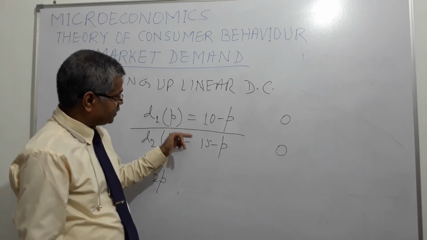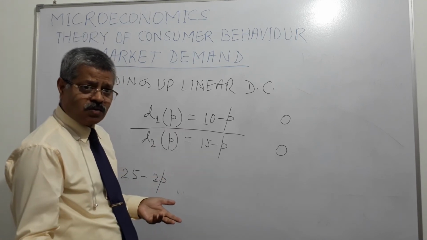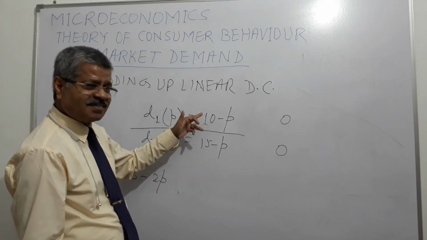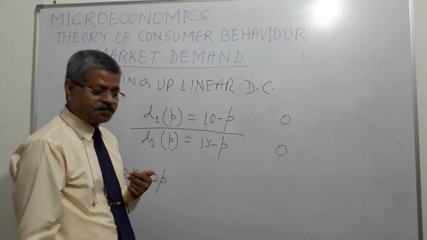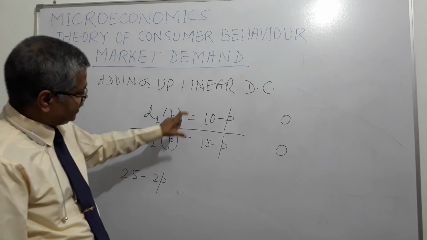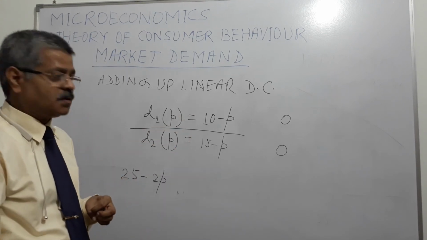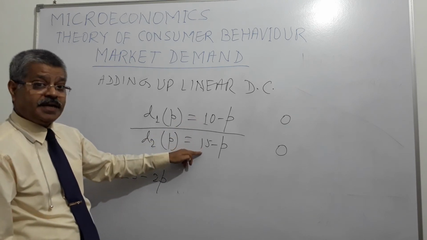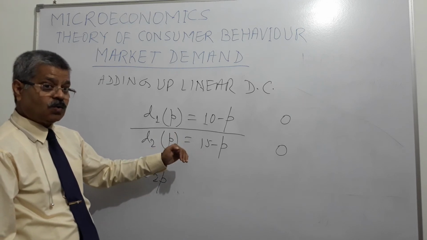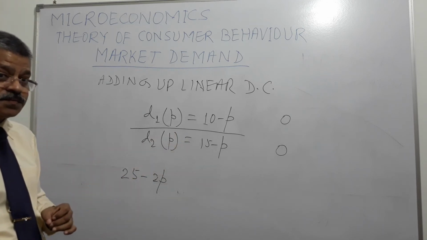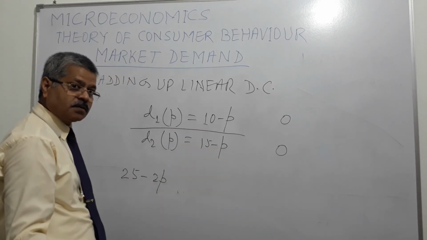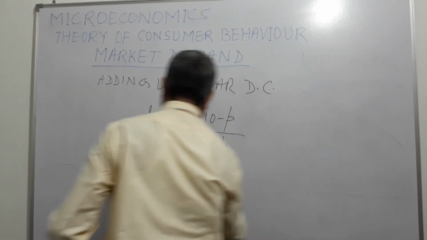If the price is more than 15, it is 0 for consumer 2. If the price is more than 10, consumer 1 is not in the picture. So what happens between 10 and 15? More than 10 up to 15 means 15 or below. What is the market demand? Market demand is very simple: 15 minus p.